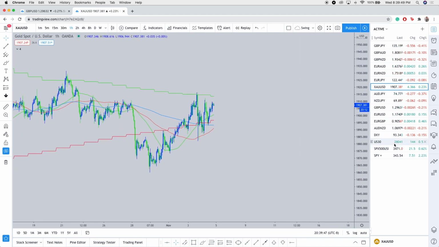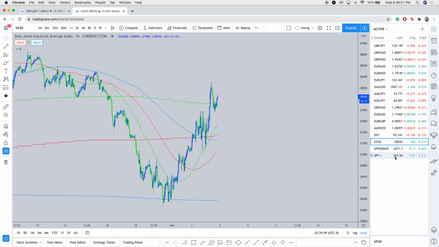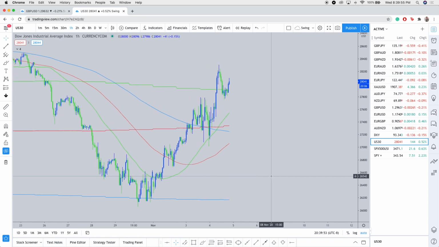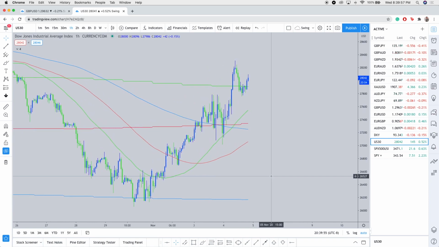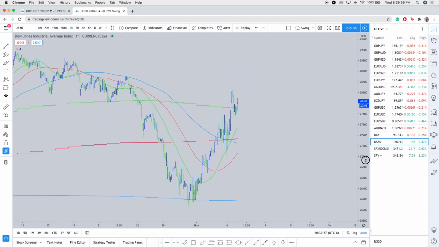I mean, the stock market did phenomenally well, right? Huge moves up. Again, because of optimism, right? So all these markets are correlated.